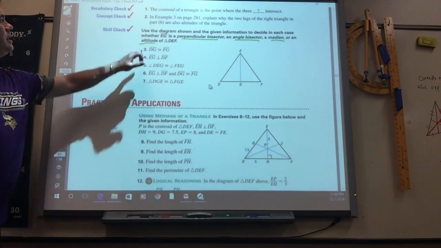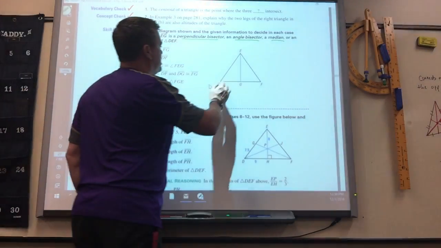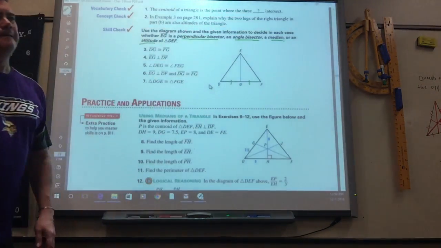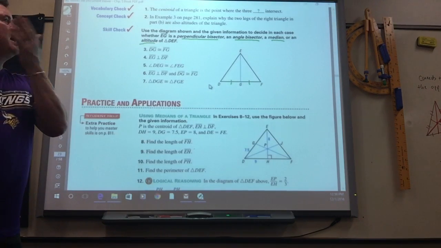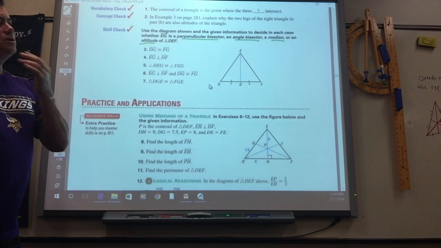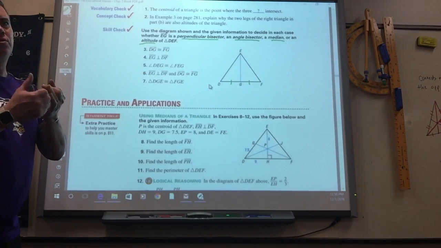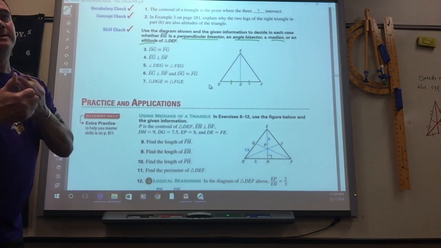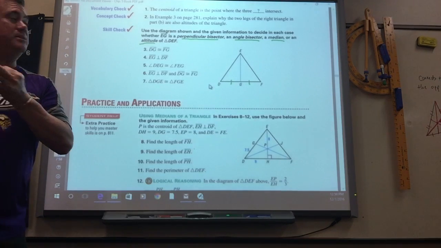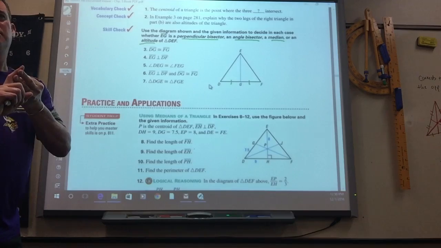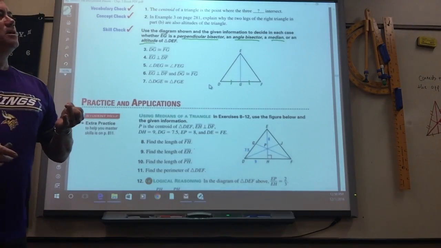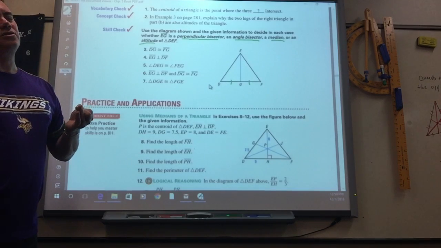So, in 3 it says DG is congruent to FG. So it's obviously not an angle bisector, right? Because it has to do with sides. So it's either a median, an altitude, or a perpendicular bisector. Perpendicular has to be what? Perpendicular. And is it? We don't know, so you can't assume it. So that takes away perpendicular. So median or altitude?